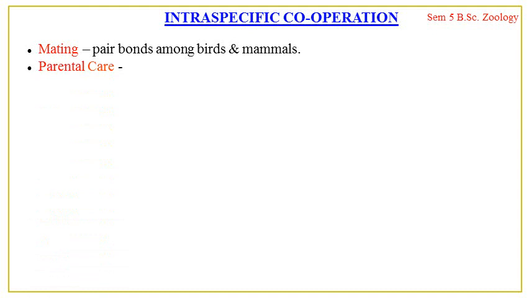The second one is parental care. We can find plenty of examples of parental care where the individuals come together for taking care of the young ones till the young ones are mature enough for their own survival. A few examples: there are fishes which keep the young ones hidden inside so that they are not getting predated. For example, what you have learned, the seahorse.